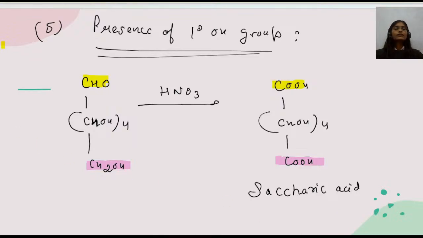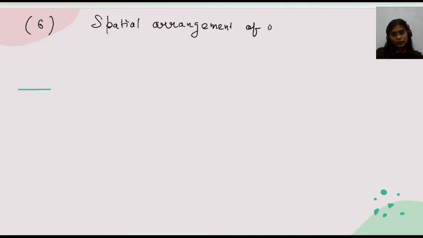Okay, that is the fifth point. Now let's see the sixth one, the stereochemistry as well. Let's talk about the last point, the spatial arrangement of OH groups. I guess it's six, right? So, spatial arrangement of OH groups.